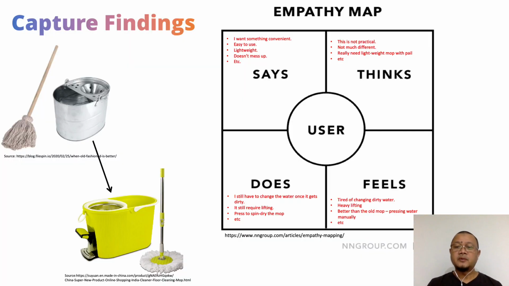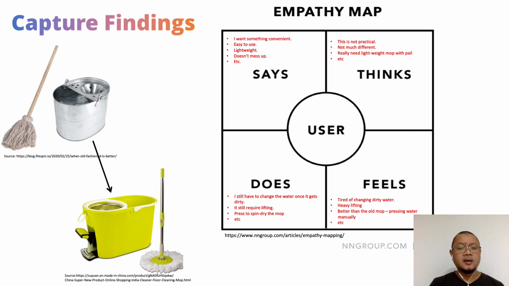So, back to our example, empathizing with potential customers for your newly developed mop. Let's say after interviews and observations, these are some of the findings that you gathered from your Empathy Map. User says, I want something convenient, easy to use, lightweight, doesn't mess up. User thinks this is not practical, not much different. Really need lightweight mop with pail.